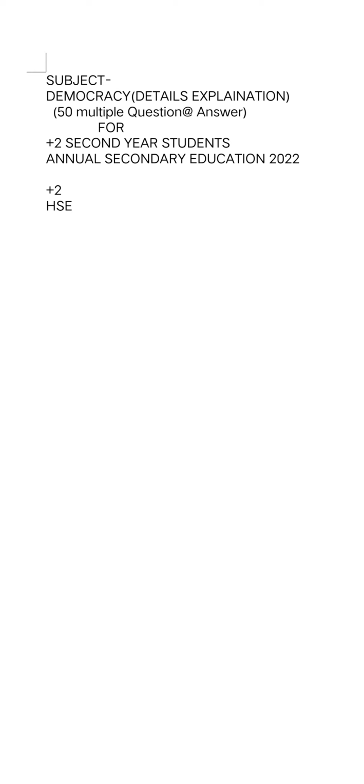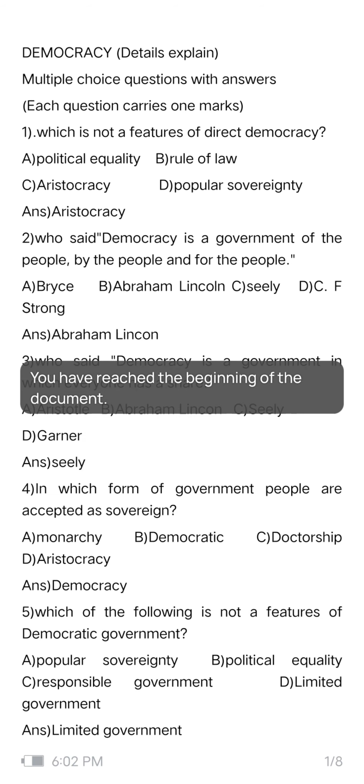Today our first question is, which is not a feature of direct democracy? Option is political equality, rule of law, aristocracy, popular sovereignty. Right answer is aristocracy. Aristocracy is not a feature of direct democracy.